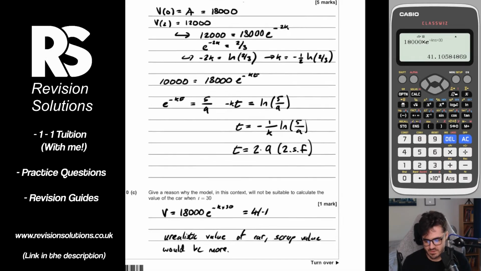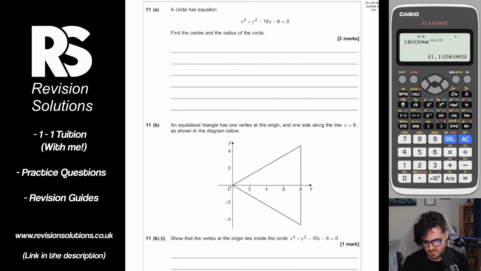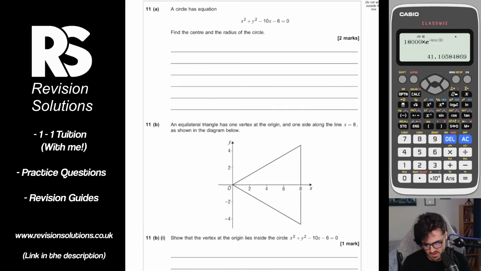Moving on now to question 11. 11a says, a circle has equation x squared plus y squared minus 10x minus 6 equals 0. Find the center and the radius of the circle. So we need to put it in the nice form for a circle by completing the square.